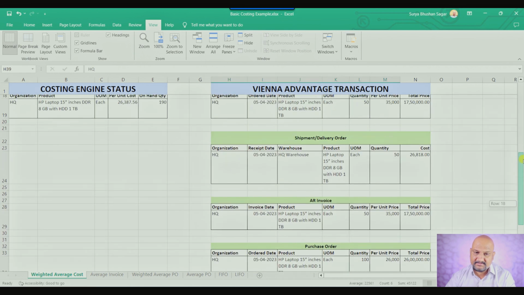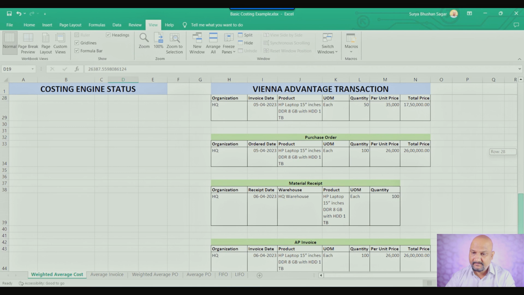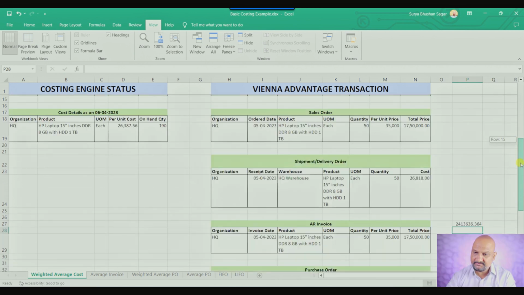Now after completion of this material receipt, my status at the level of the costing would be 26,387.56 for 190. Now how does this get calculated? It gets calculated like this: I had 26,818 and 90 quantities available, so I multiply this by this. Thereafter, this is the total value.